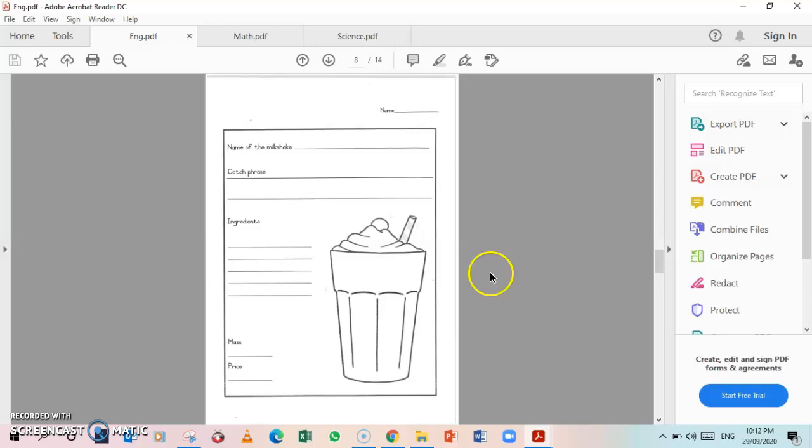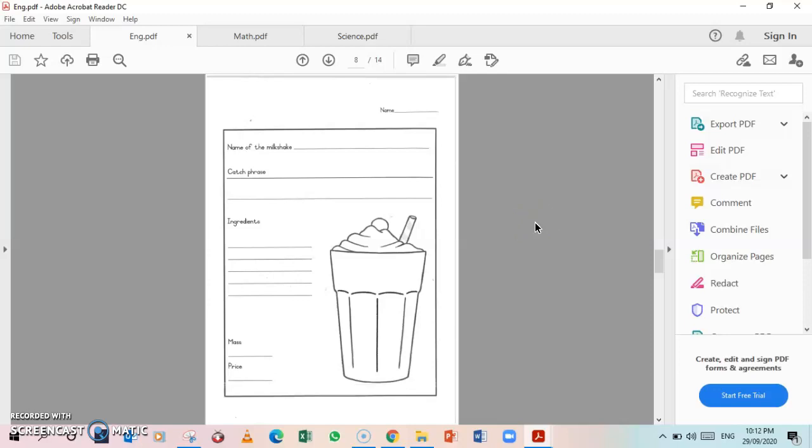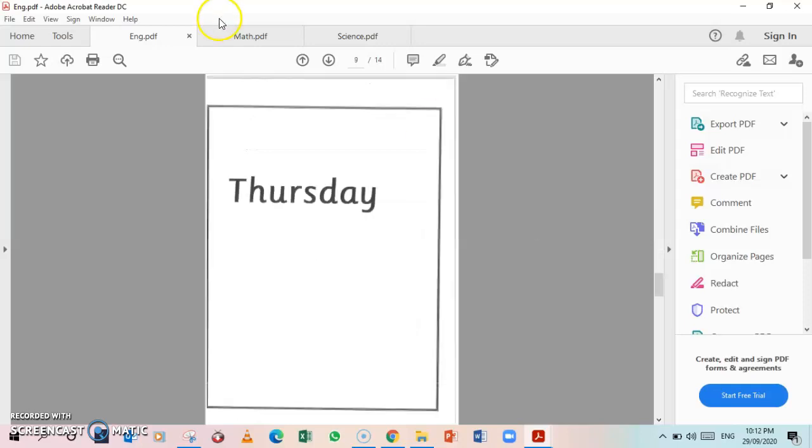Then just write the ingredients on the lines, and down at the bottom you write the mass and the price of your milkshake. This is fun, and then you get to design your own milkshake you want. There's a glass, there's some ice cream. You get to decide. You could add things if you wish. That is it for English.